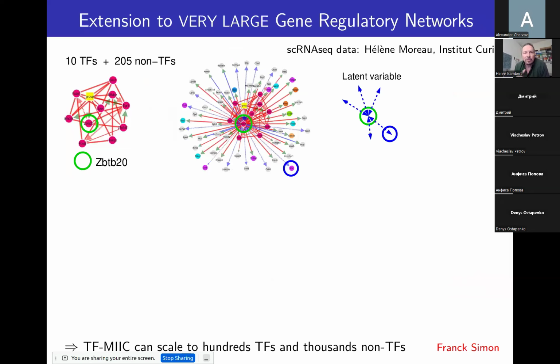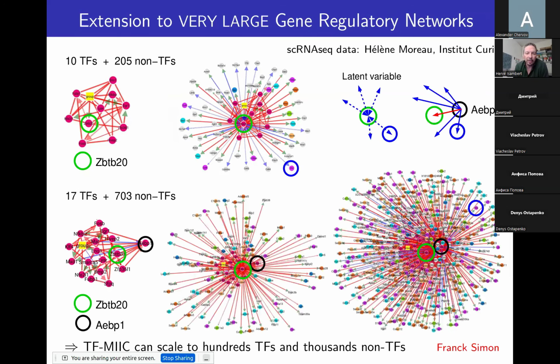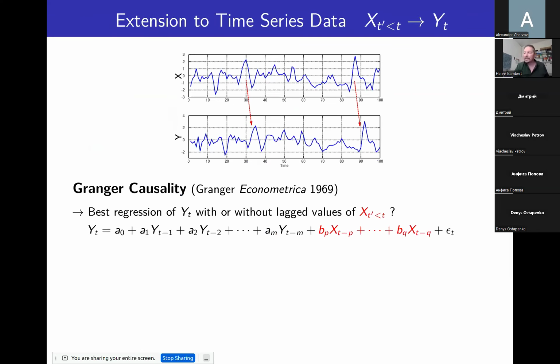This is to extend our methods to reconstruct very large networks. So by distinguishing transcription factors from non-transcription factor genes, we can now reconstruct networks fairly reliably with thousands of genes. But I'll skip this, because I'd like to tell you a few words on the extension of this kind of analysis to time series.